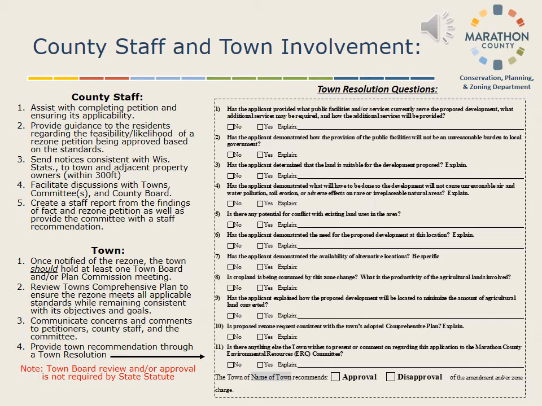The towns, on the other hand, once notified of the rezone, the town should hold at least one town board and or planning commission meeting. The town reviews its comprehensive plan to ensure the rezone proposal meets all applicable standards and is consistent with the town's objectives and goals identified in its comprehensive plan. The town communicates its concerns and comments with the petitioner, county staff, the committee, as well as the county board. And lastly, the town provides its recommendation through a formal town resolution submitted prior to the Environmental Resources Committee.